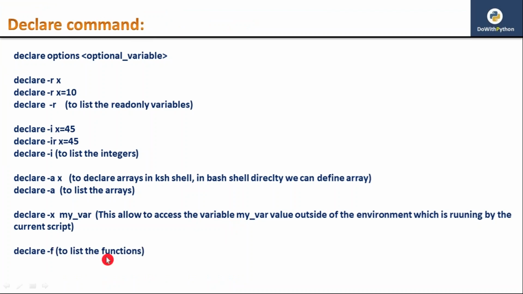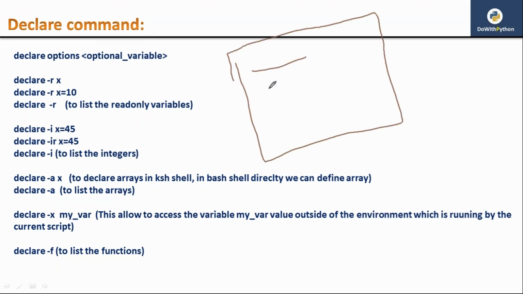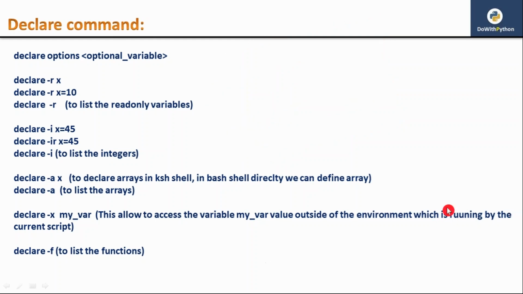Then declare -f. Now suppose as of now you don't know about functions. In case you know about functions in your script, you can define functions somewhere. After defining functions, if you simply write the declare -f command, it will display the functions that were defined previously. Declare -f, that's it. Declare -p lists all the declared values. Okay guys, this is all about the declare option.